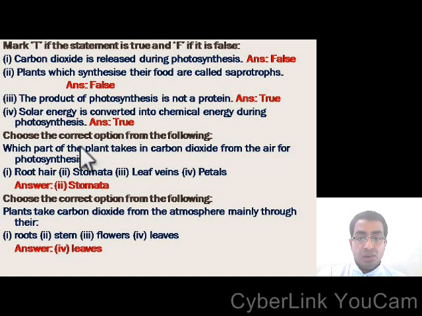The answer is true. Choose the correct option from the following. Which part of the plant takes in carbon dioxide from the air for photosynthesis? The answer is stomata. Then, second question. Plants take carbon dioxide from the atmosphere mainly through their leaves.